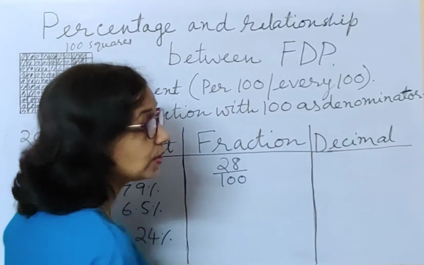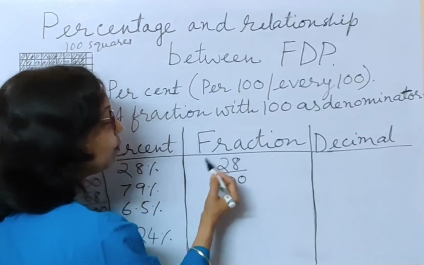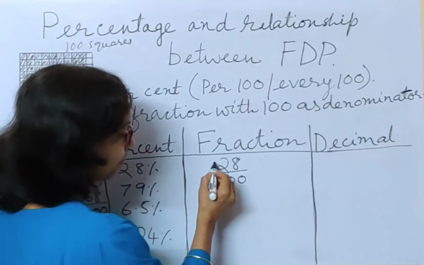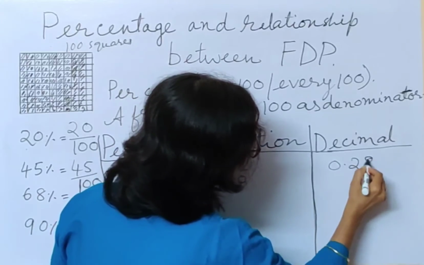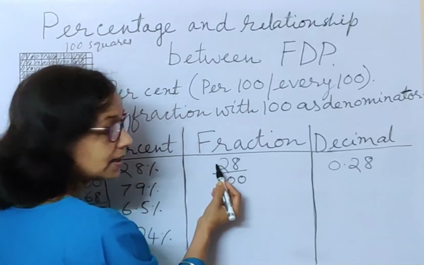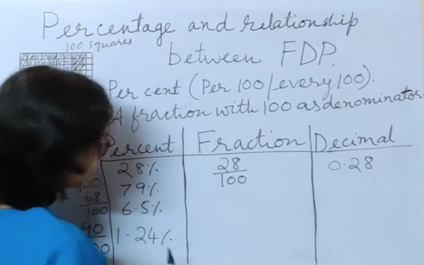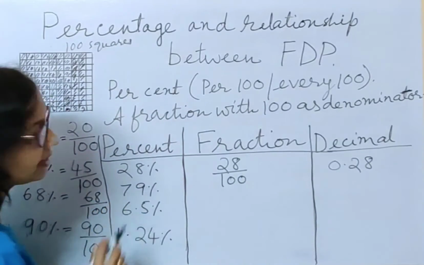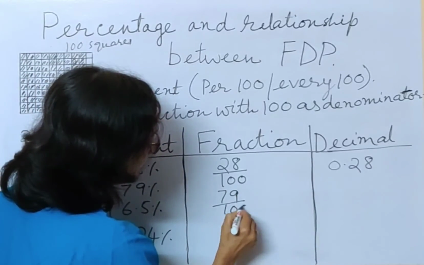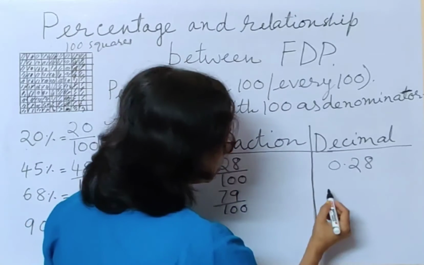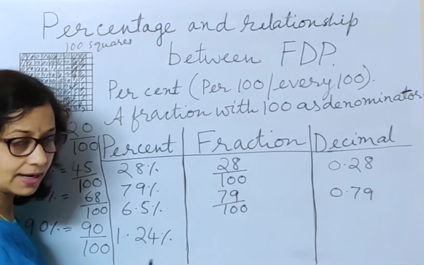Then how do I write it as a decimal? Now decimal, you know, when a number is divided by 100, the decimal point moves two places to the left. So it will be 0.28. Two places to the left, I have placed the decimal point before 28. Now same way, next I have 79%. Now you are thorough. 79 by 100, and decimal again, it will move two places to the left. So it is 0.79 in decimal.